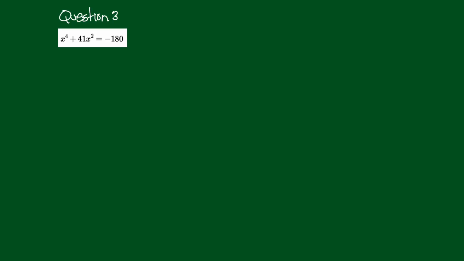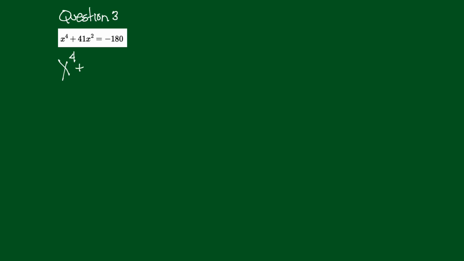Question 3. Look at this. We've got a 4th degree polynomial. I'm going to treat this as if it were a quadratic. I've got a 4, 2, none. All right, so this exponent is exactly double this one, and then no exponent at all. So I'm going to start by getting that 180 to the left side. Get everything on the left side.